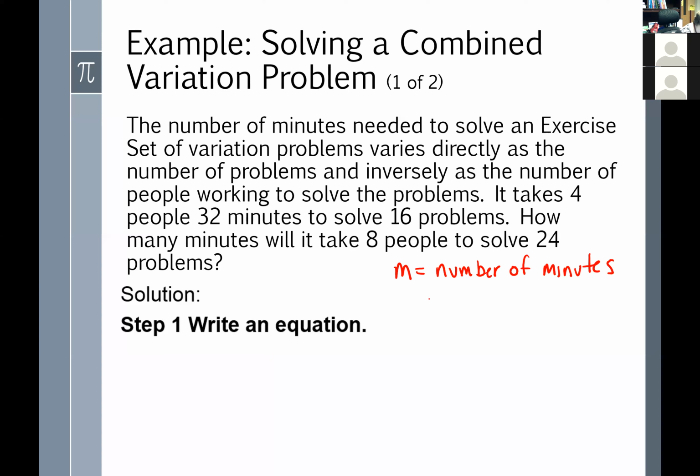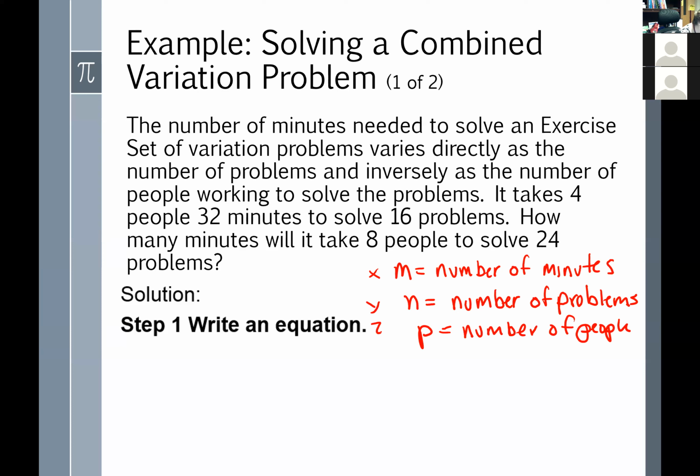And maybe I'll let N be the number of problems. And maybe we'll let P be the number of people. I could have just as easily used X, Y, and Z, whatever you want to use. Okay, so what do we know?